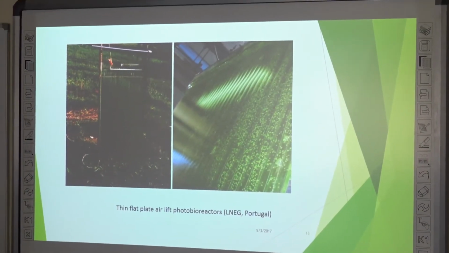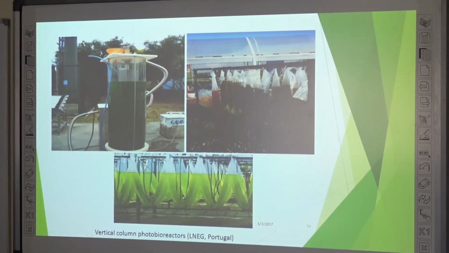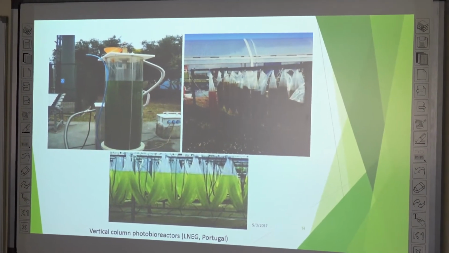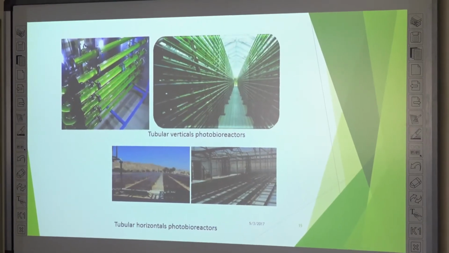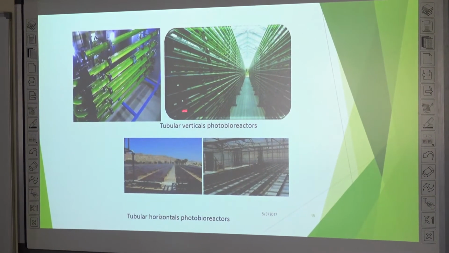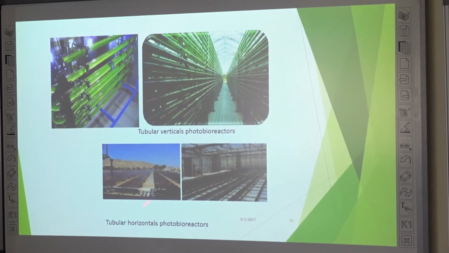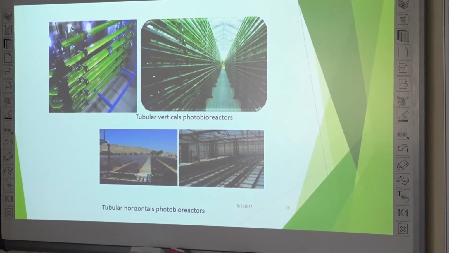That's an example of what we call a flat plate airlift photobioreactor. Also, that's an example of what we call column photobioreactors. That's the ones up here. They represent tubular vertical photobioreactors. These ones are now tubular horizontal photobioreactors.